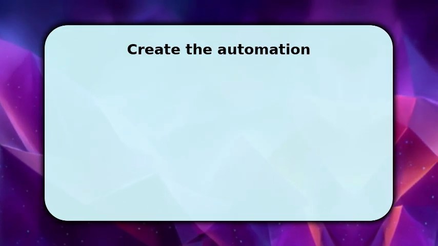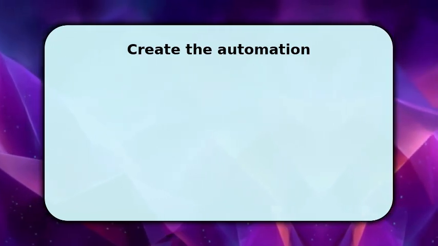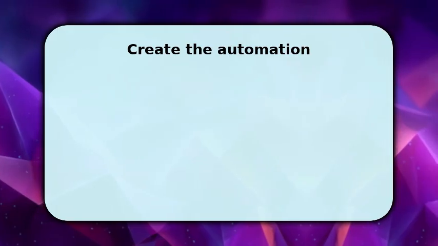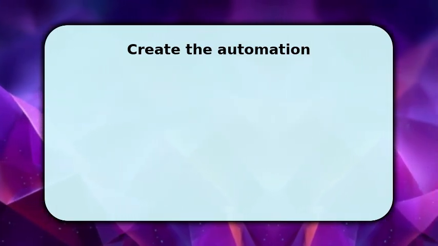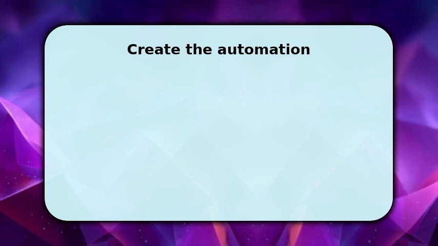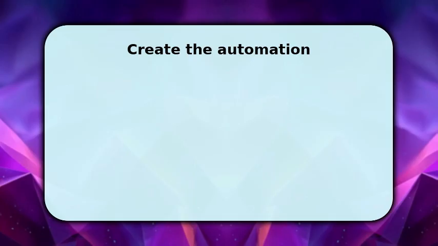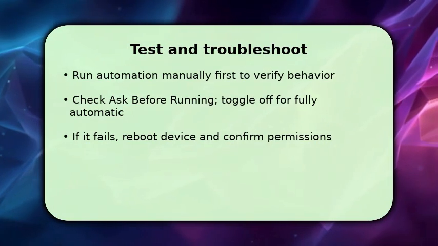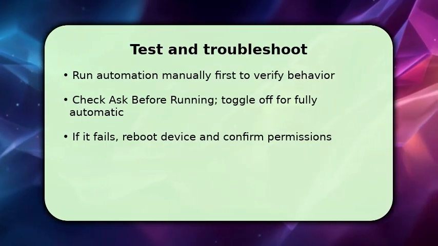Pick Turn On. If you want it to revert, add a paired automation to turn it off at a threshold or event. Make sure the automation asks no confirmation by disabling Ask before running so it runs automatically. Finish by testing the automation manually to confirm low power mode toggles as expected. Once verified, ensure Ask before running is off so it executes without prompts.